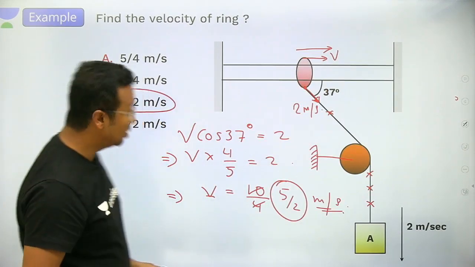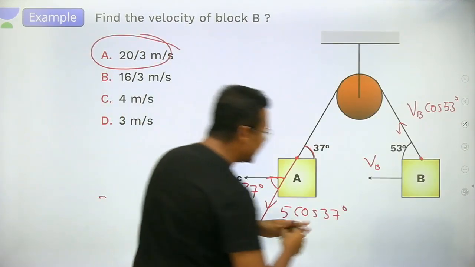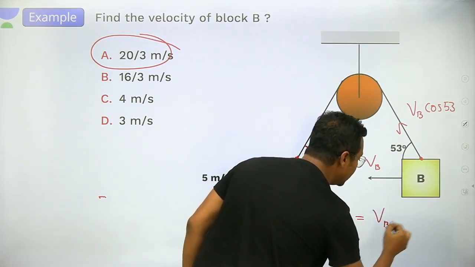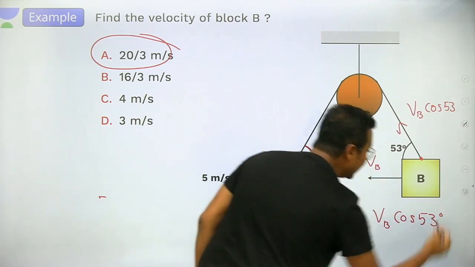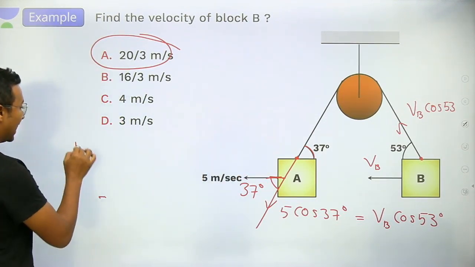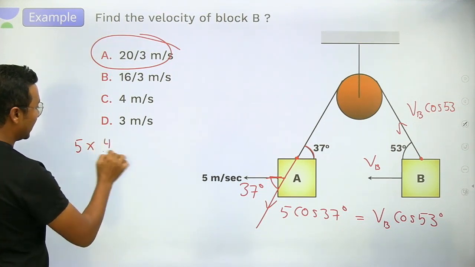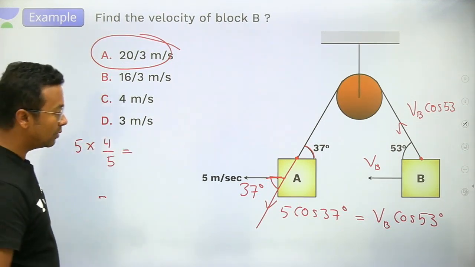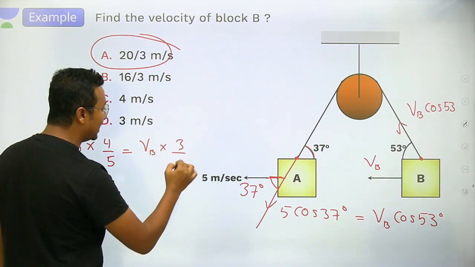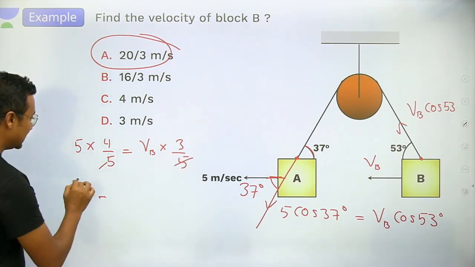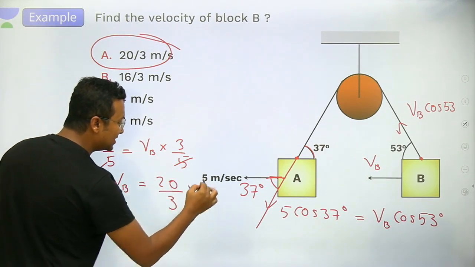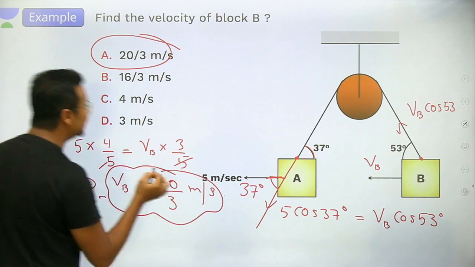So let me just move ahead. I can write this will be equal to VB cos 53 degrees. Simple idea. Now all I need to do is insert the values into this equation. 5 into cos 37 is 4 by 5, will be equal to VB into cos 53. Cos 53 is 3 divided by 5. 5 and 5 will cancel, which implies your VB will be 20 divided by 3 meters per second. That is your option A.